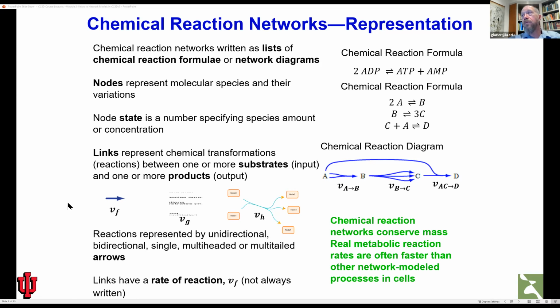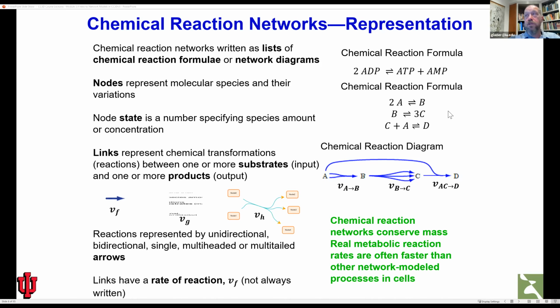We are talking about chemical transformations. If we think about a chemical reaction formula, here 2 ADP go to ATP plus AMP. That's a reversible chemical reaction, or some kind of system of chemical equations. 2 molecules of A go into B. B can make 3 of C. C and A can combine to make D, and these are reversible. What we'll see is that we're used to writing chemical reactions in the form of arrow diagrams.